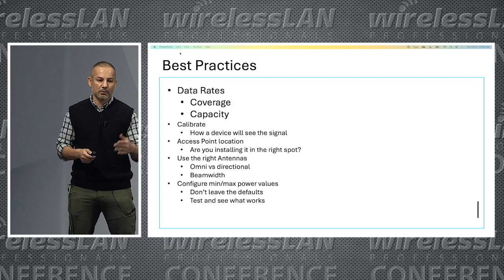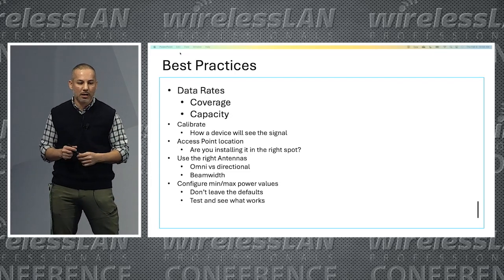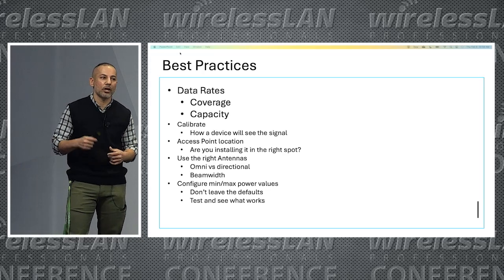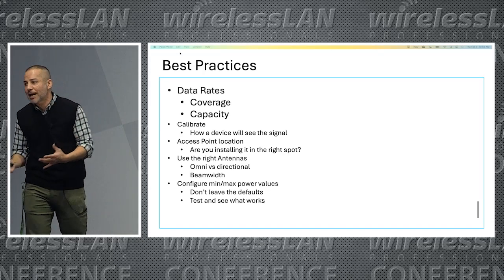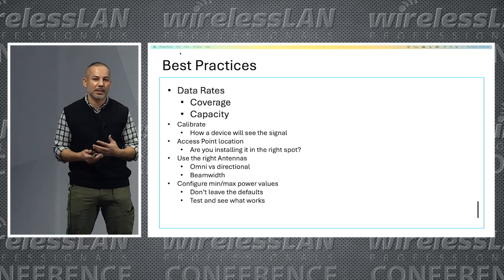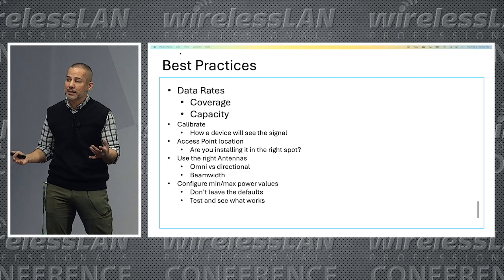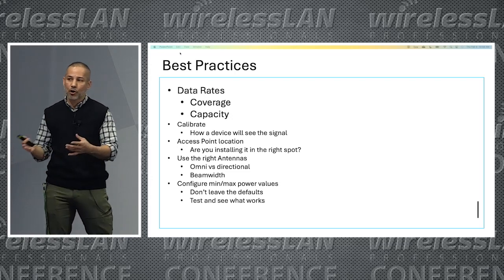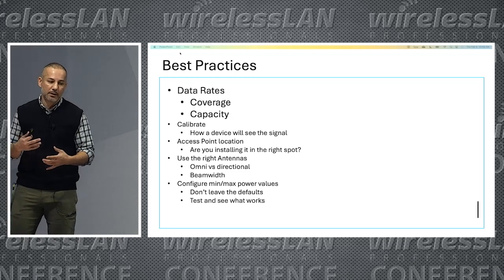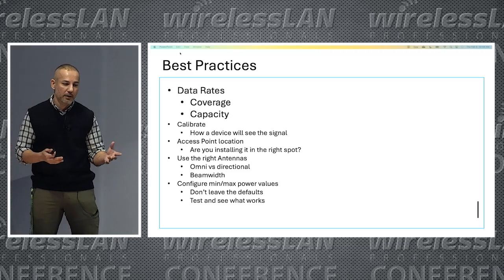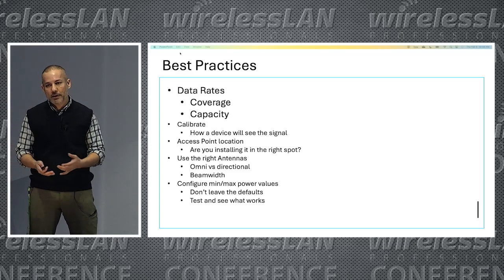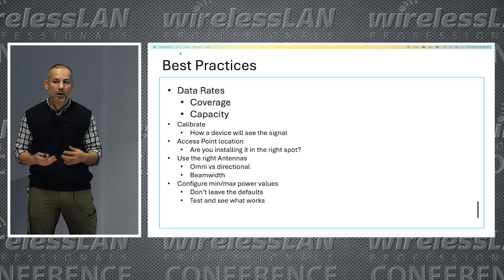Lastly, I just want to talk about some best practices, and again I want to focus on the data rates because that's the main topic. When we're looking to cut down data rates, we just have to be careful. I've been in environments where people cut down data rates and there are not enough access points, and that can end up causing coverage gaps in different areas. So when you're cutting down data rates, make sure you have enough access points to provide coverage in every single area.